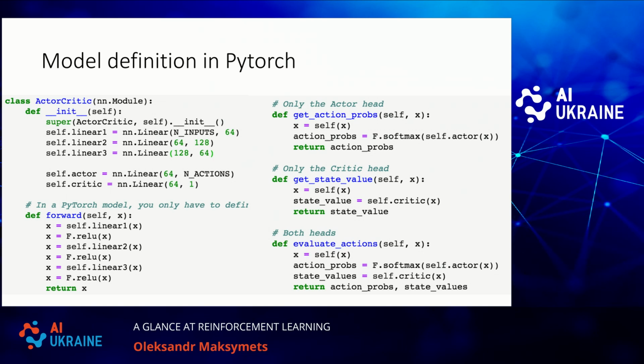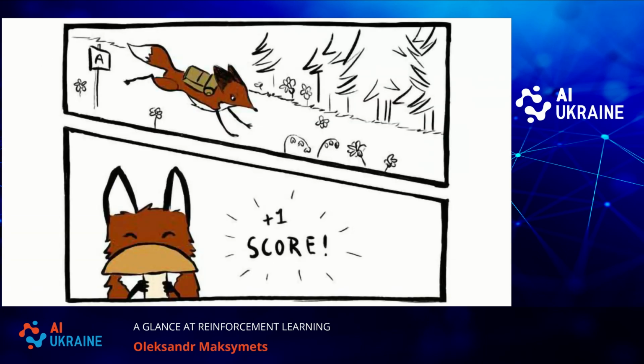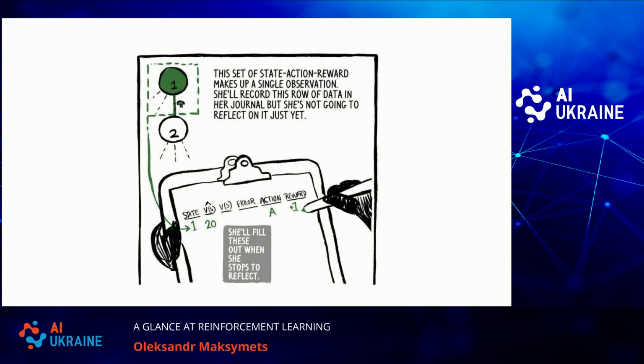So let's go forward. Our fox decided to take an action and receive a score. Then the fox logs all the states. It logs what the prediction was in the current state, so what Fox was thinking about the current state. Then it logs the action that was taken, and the reward that it receives after it chose this action. And it repeats this again and again.